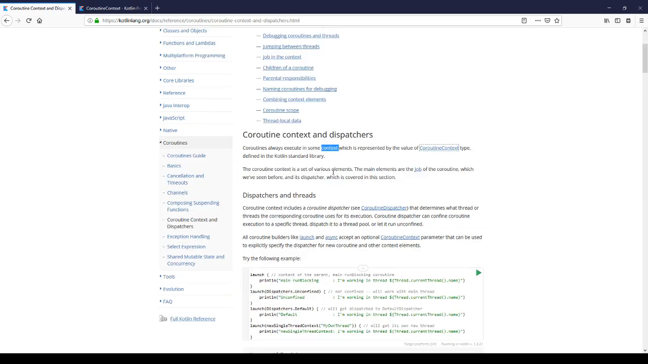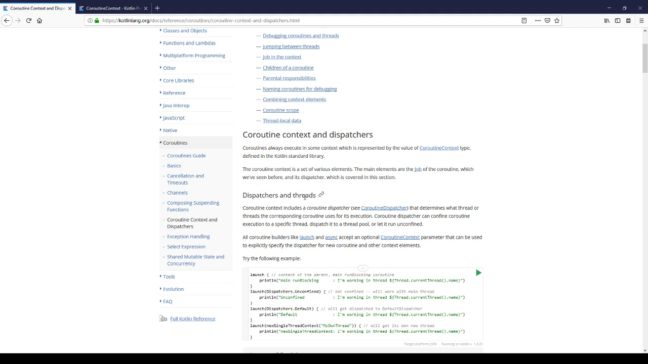The coroutine context is a set of various elements. The main elements are the job of the coroutine, which we've seen before, and its dispatcher. So the main elements are job and dispatcher. We have already covered job, so we're going to cover dispatcher today.